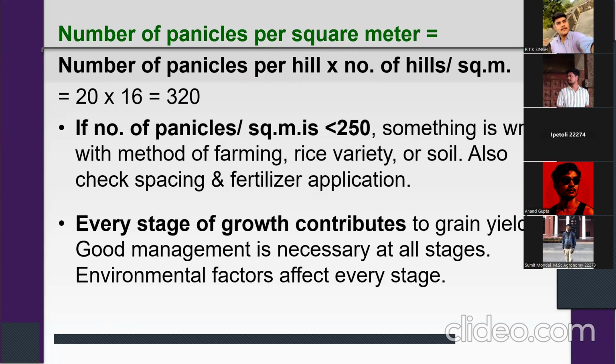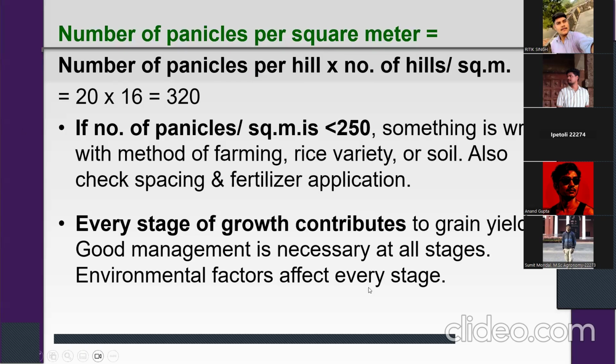And we also need to check spacing. Was it optimum or was it not optimum? And have we applied proper fertilizer doses or not? So all these management aspects and varieties are to be checked if you are getting less than 250 panicles per meter square. So at least we should have more than that.